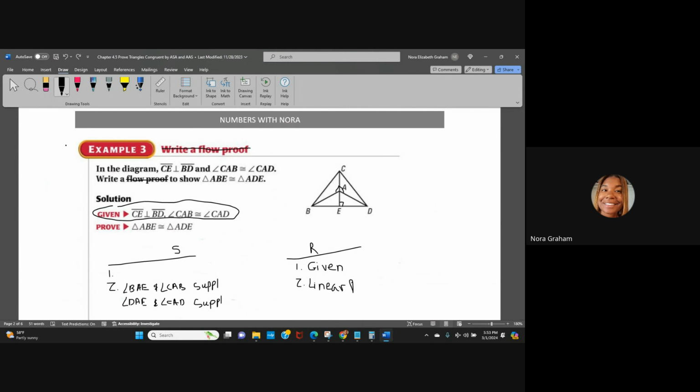Oh, that's too hideous of a P. Sorry, guys. Let's do it like this. Linear pair postulate. Linear pair. Sorry about that. Pair postulate.